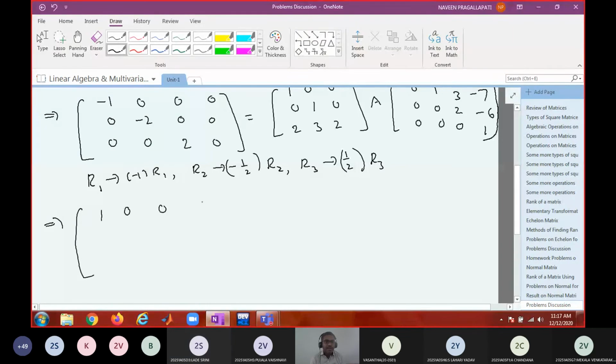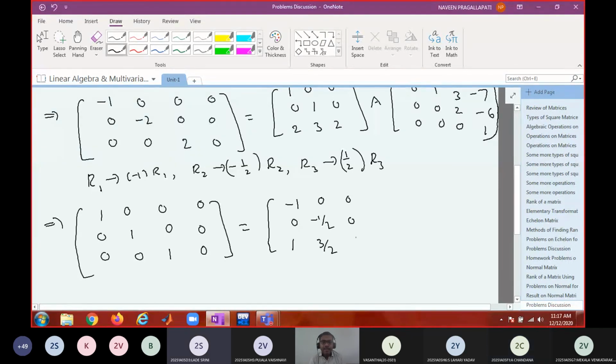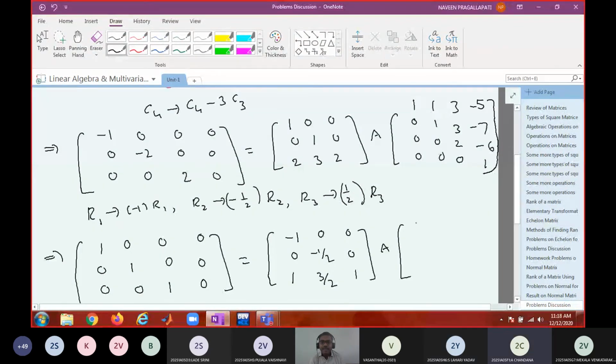1, 0, 0; 0, 1, 0; 0, 0, 1, 0, equal to minus 1, 0, 0; next minus 1 by 2, 0, minus 1 by 2, 0. Next R3 gets 1 by 2, so 1, 3 by 2, 3, 1 into A. What is the post factor? 1, 1, 3, minus 5; 0, 1, 3, minus 7; 0, 0, 2, minus 6; 0, 0, 0, 1.